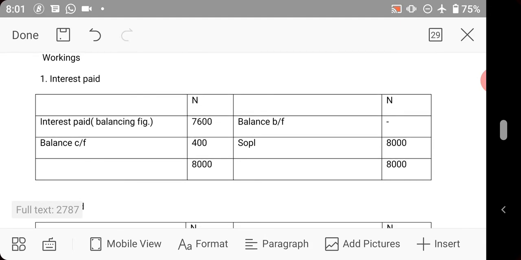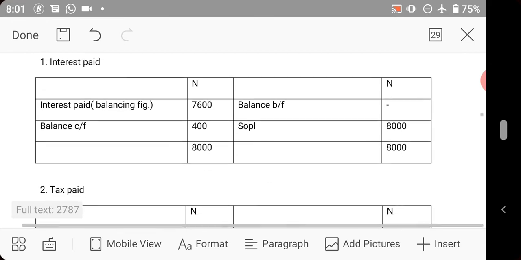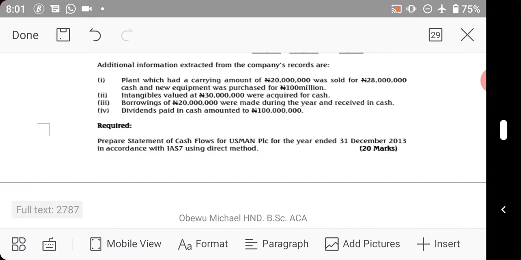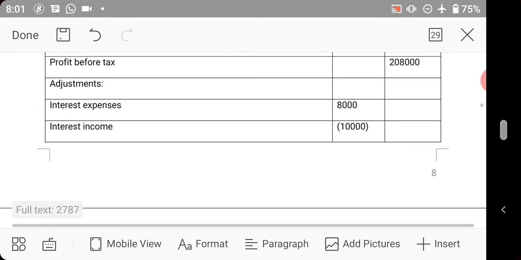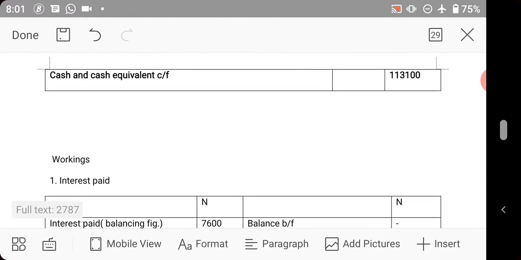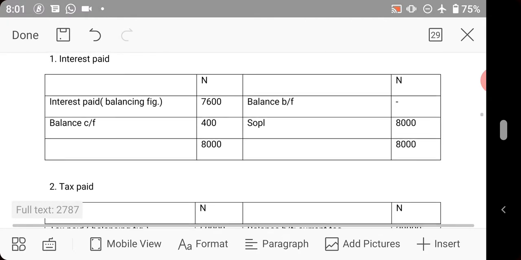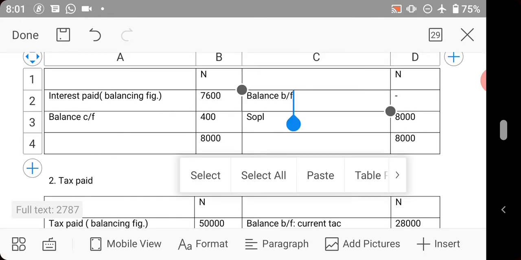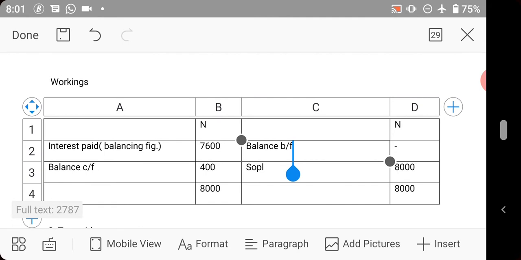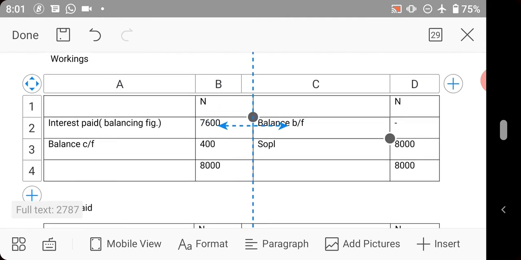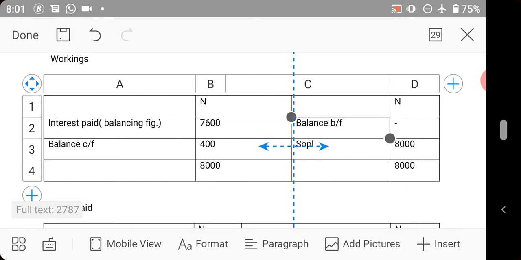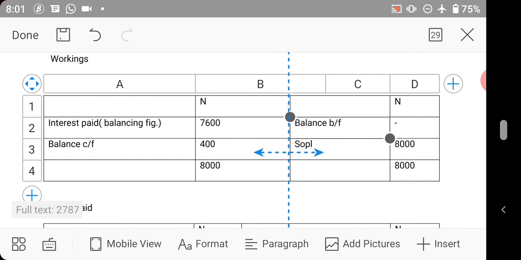So, working number 1 is interest paid. In our interest paid, it is important that we identify some paramount activity, which is, this is interest paid. This is the center which divides the two sides of the account. This side is the debit side. This side is the credit side. I hope you are there.